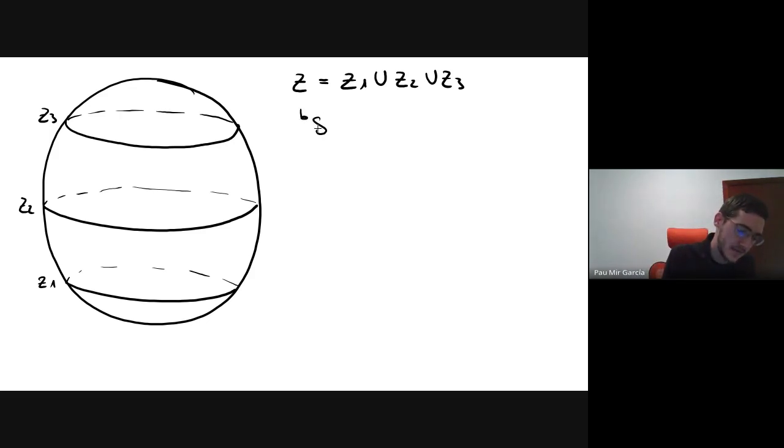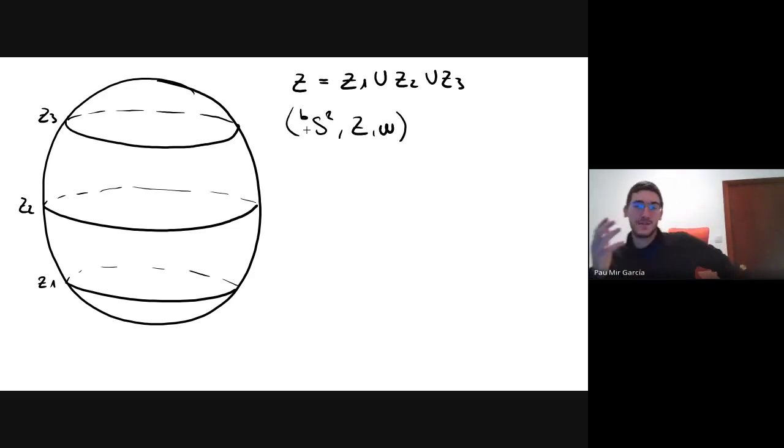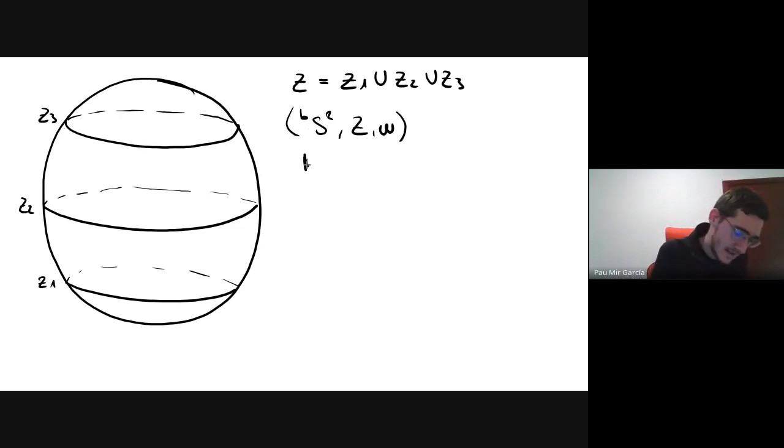In this case, this sphere is made of... the b-sphere without Z is made of 4 connected components. So M minus Z is made of 4 connected components, which I would call S0, the south polar cap, S1, the first band, S2, the second band, and S3, the north polar cap. This is made of 4 components.